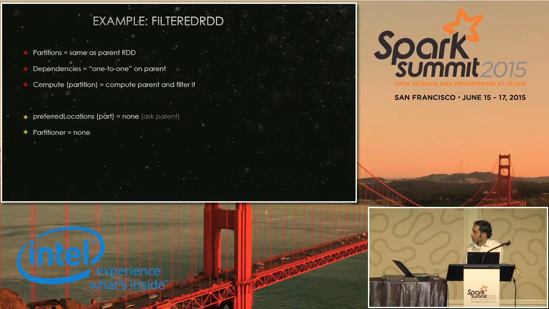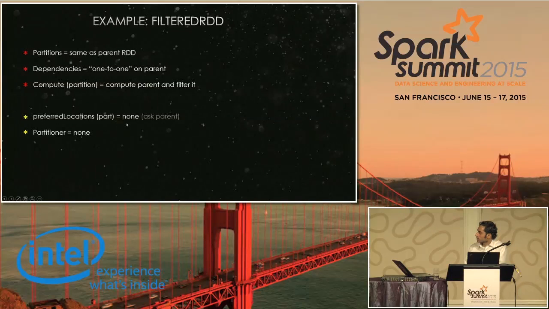How do you compute this one? You just basically compute the parent and filter it. What that means is you just take each item out of the parent and you apply the filter transformation to see if it passes true or false for the condition for the filter.